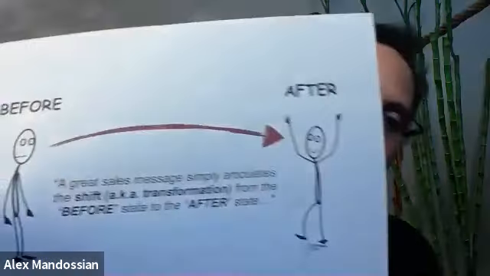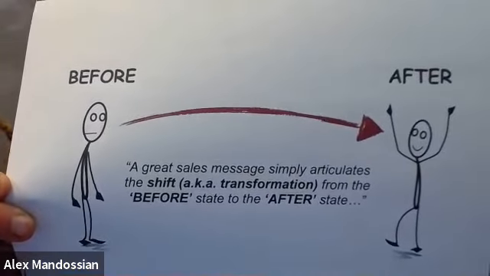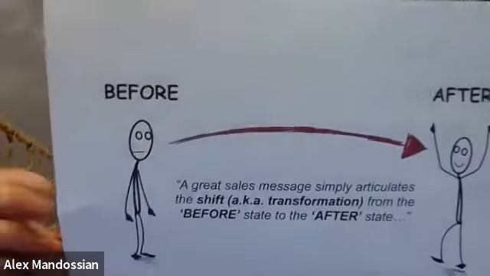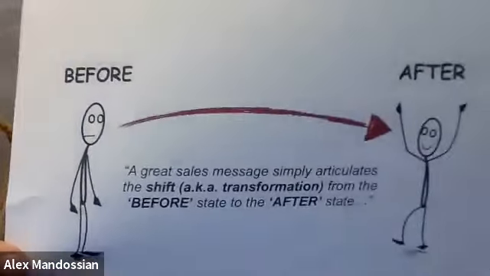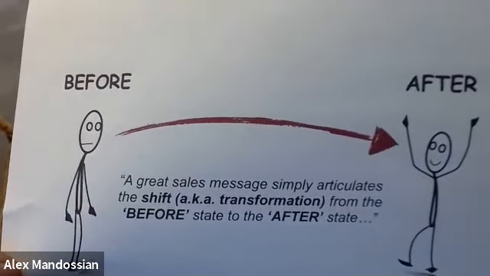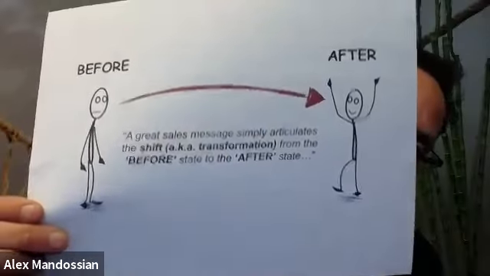Now, on one of your worksheets, you have this. It says, a great sales message simply articulates the shift, which I like to call the transformation, from the before state to the after state. So there is a before and there's an after. And how do you articulate that? Well, nothing is more powerful than putting it on one page, like the growth ramp. Everything we do is one page.